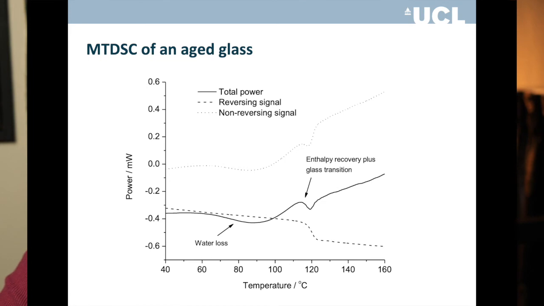This was a real amorphous material run in the modulated DSC by myself in my own laboratory. There are a number of things shown here, which is really complicated, and I don't want you to get bogged down in it. It's just that the solid line, which says total power, is reflective of the DSC trace that you would measure in a normal DSC for an aged glass material.